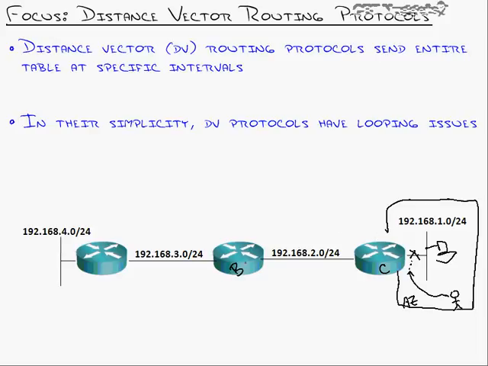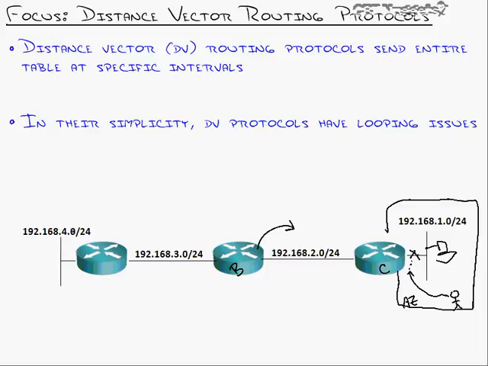Router B just happened to send out its last update 25 seconds ago. So it's got 5 seconds left until its next update. 4, 3, 2, 1. Hello, everybody. This is router B now.